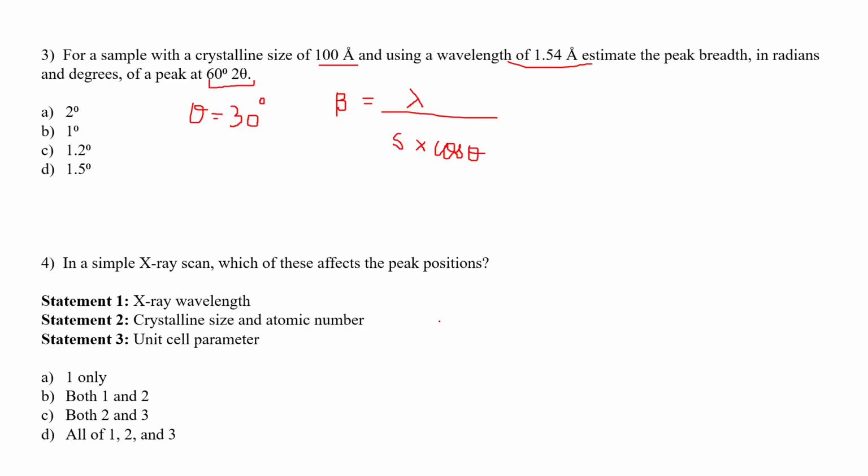Peak position: wavelength, crystal size and atomic number. Crystal size and atomic number will not affect the peak position. The unit cell parameters, that is a, b, c, alpha, beta, gamma, these will also affect the peak position. So only statements 1 and 3 are correct.